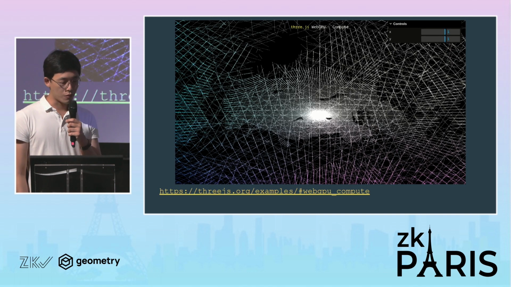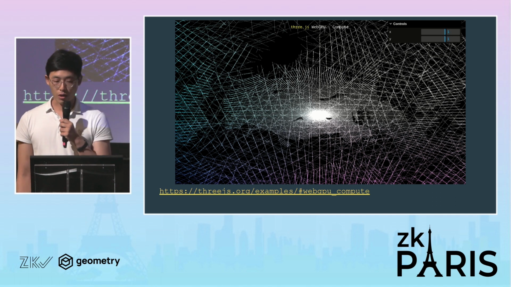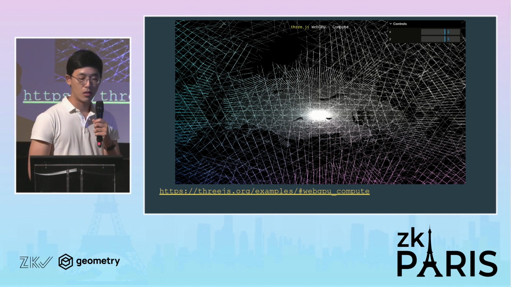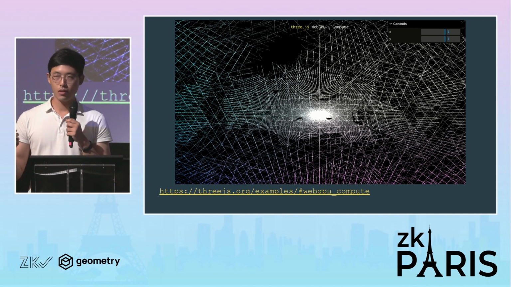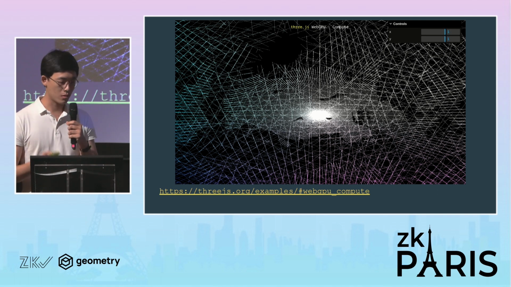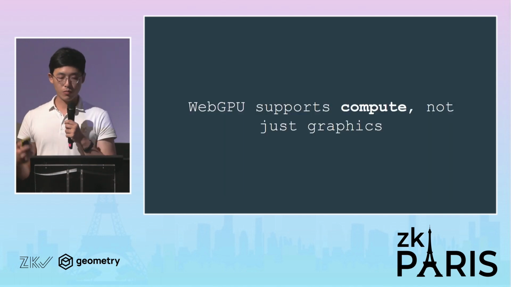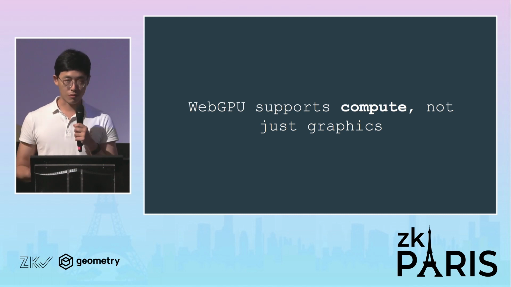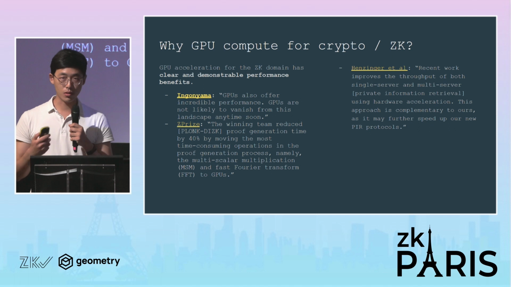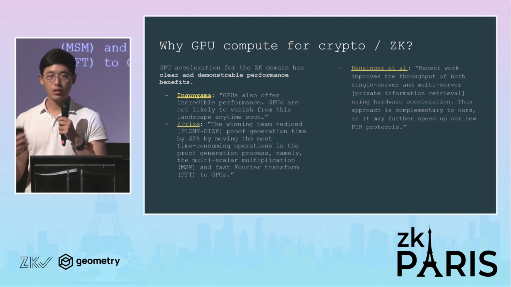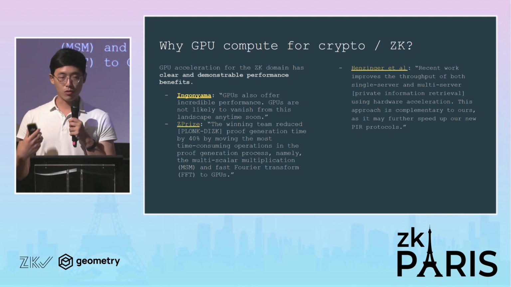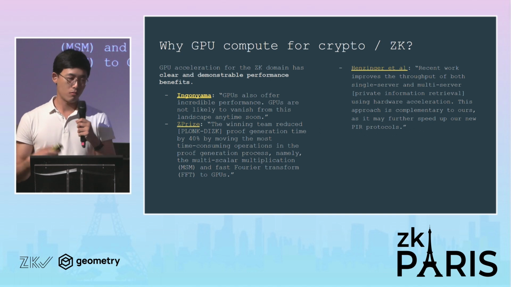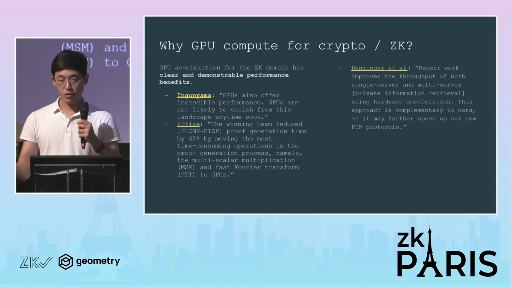So much of the WebGPU development today is focused on graphics. There are lots of examples online. You get 3D, high performance, high FPS graphics with WebGPU, but this presentation is not about that, because WebGPU also supports general purpose compute, not just graphics. And the whole point of using GPUs in the ZK or crypto space is because you want to parallelize your operations. And the benefit of doing that in this domain is that certain algorithms can benefit from running different computations in parallel.